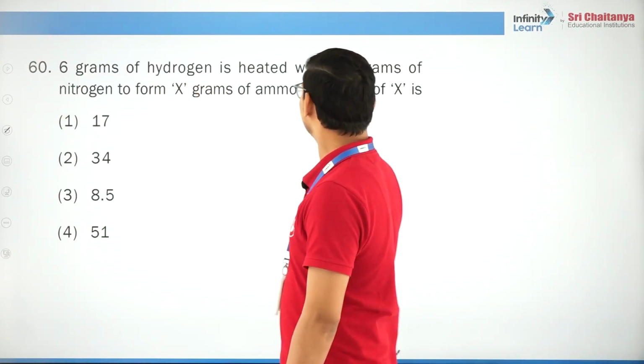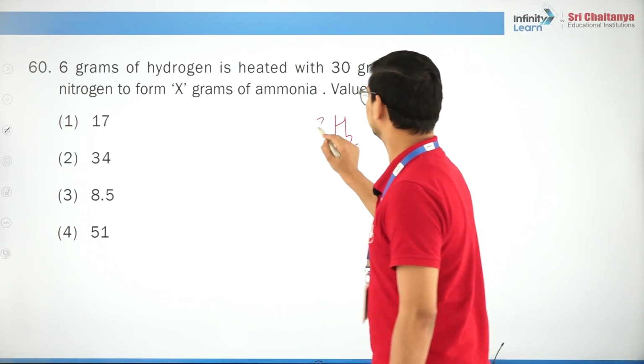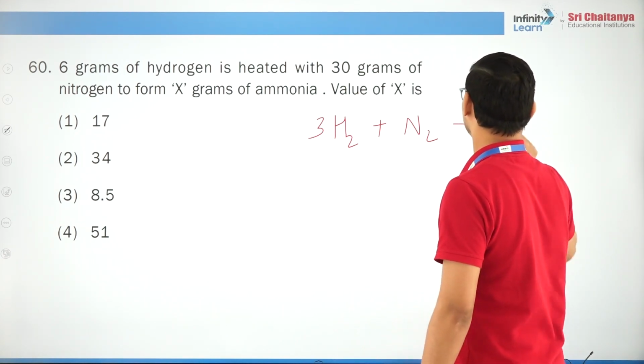6 gram of hydrogen is heated with 30 gram of nitrogen. Okay, so this is the famous Haber's process, right?